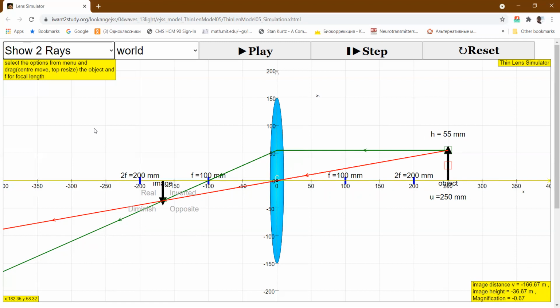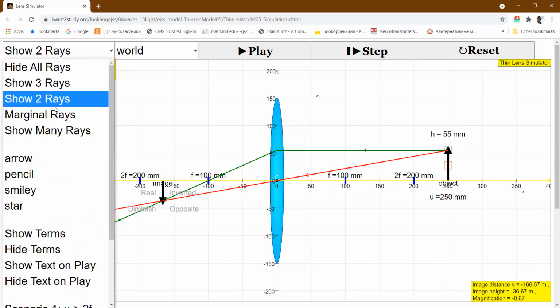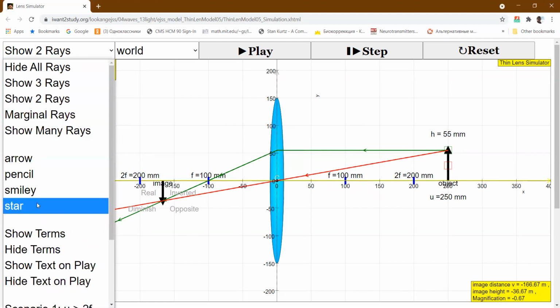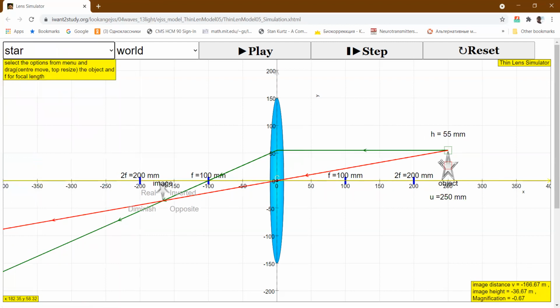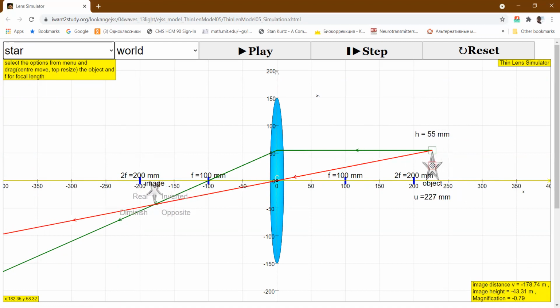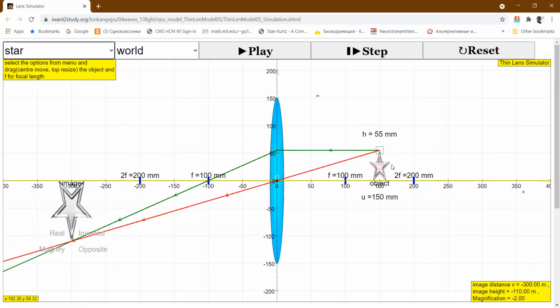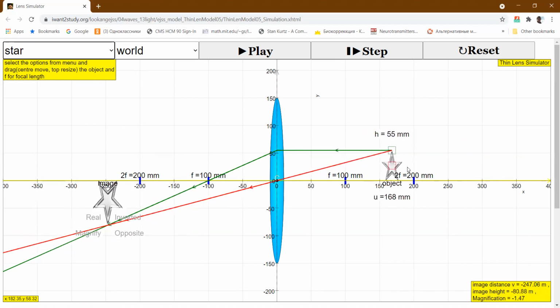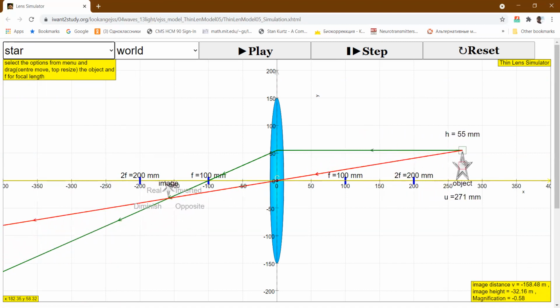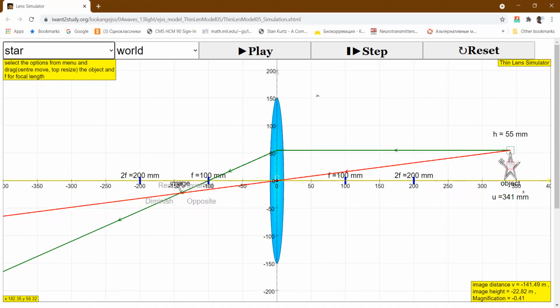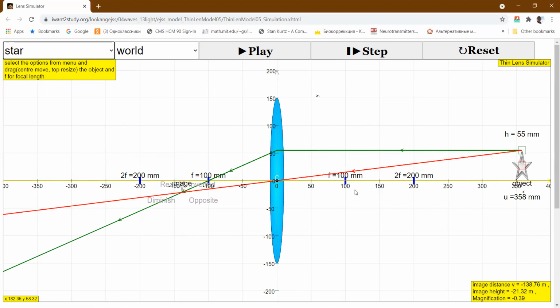Well, what you can do to play a little bit with this program, you can choose a different object. For example, just a star over here, and that's going to be the image of the star over here. And you can move it, and you see that the closer to the focal point you get, the bigger your image is going to become. The farther away you get, the smaller it is going to become. Eventually, that's going to be tiny, right? You get far away from the two focal distances. One focal distance is 10 centimeters, 20 centimeters, 30 centimeters, even 40 centimeters. Your image is very small, right?